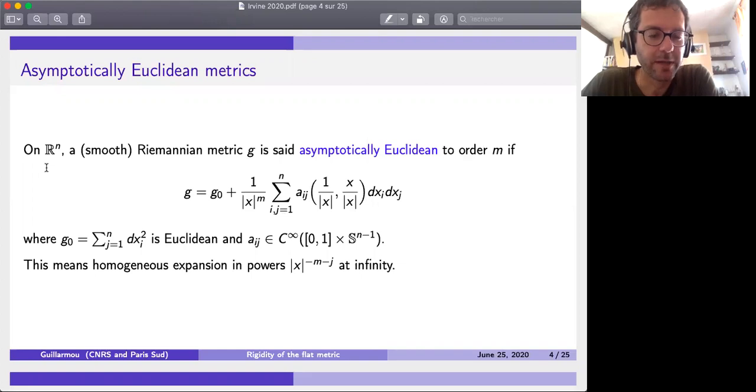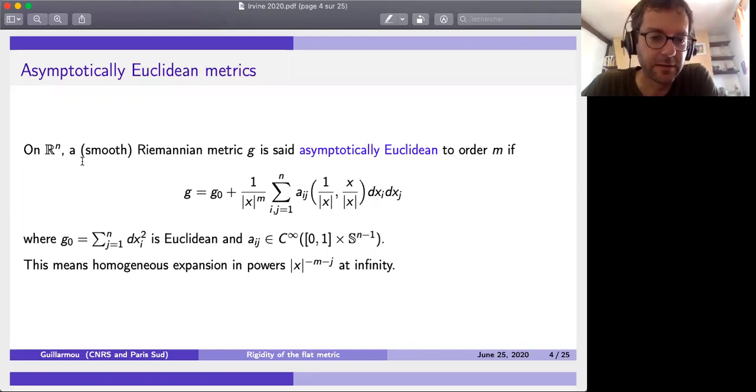Now I will come to the class of metric that we have considered. We call them asymptotically Euclidean. Basically, they are perturbations of Euclidean space, of the flat Euclidean metric. And at least the class I will consider is as follows.